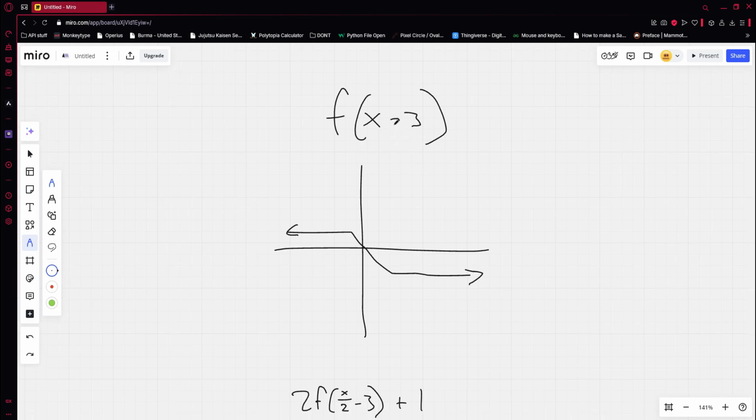So it says minus 3, so you'd think it goes back here. But actually, since it's horizontal and it's flipped, we're going to go just like that. Just 3 units to the right.